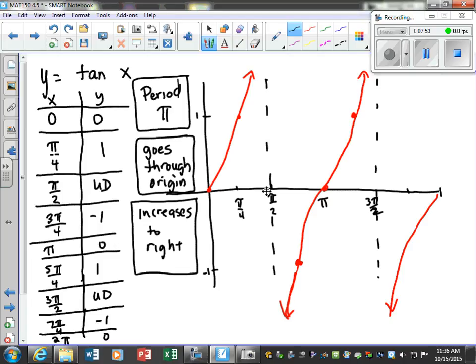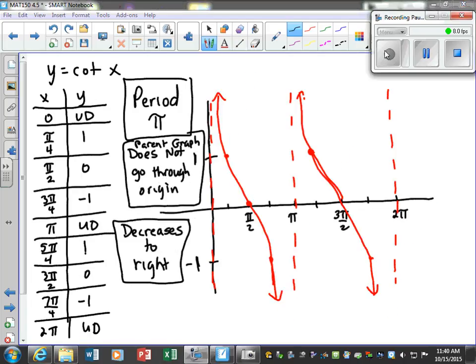Let's look at a graph of cotangent x next, which is the reciprocal of this one. Here's our xy table for that, and a rough sketch over here to the right. The period is pi. A cycle of one of these happens in pi units. The parent graph does not go through the origin, and it decreases to the right, meaning when I move to the right, you can see that as I follow along the graph, it decreases.